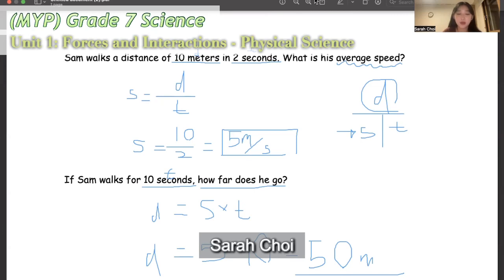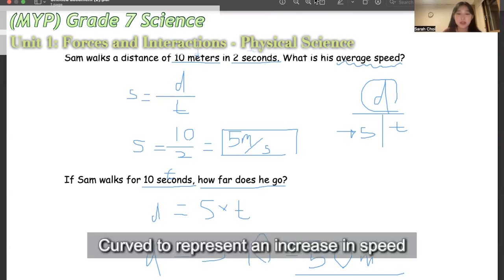Okay, looking at the third one, this line is slightly curved to represent an increase in speed. The line displays the object moving faster and faster as time goes on. So unlike the linear graph, this slightly curved graph will represent an increase. If you stop at, for example, here and here, the average speed at the second point would be much greater than this part because there's an increase.